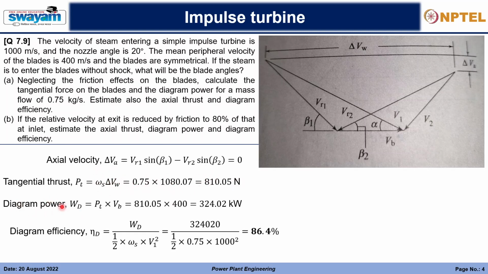And the diagram power. By diagram power, what do we mean is that we took the help of the diagram, this velocity diagram, to calculate the velocity components and everything, right? But the velocity components may be a little bit different than the diagram. So since we are referring to the diagram, we are simply giving this as wd equals pt into vb. So simply we are calculating the pt and the vb, and from the diagram, hence the power is this in kilowatt. Now why did we do this?